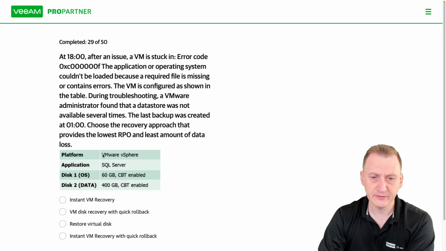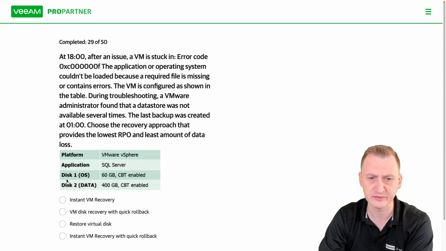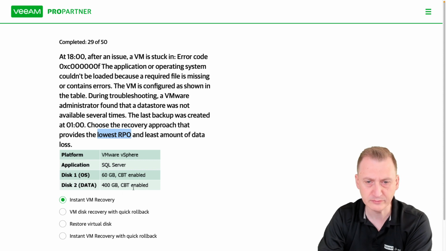So let's see here. We have vSphere. It's a database server, and we have 2 disks. Now, since it seems to be unable to boot, the problem is most likely with the OS disk here. But let's see, instant VM recovery. That would definitely give us the lowest RPO, but I might also lose more data.